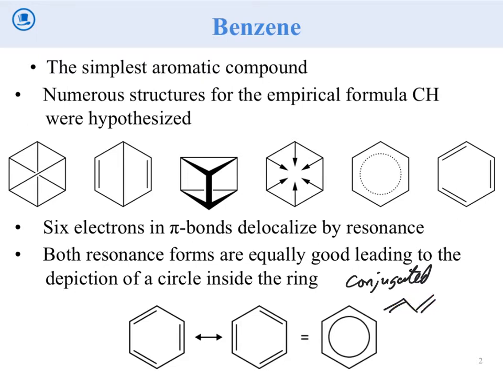Benzene or aromatic compounds are in a ring. That's a special level of stabilization. Pi bonds want to be conjugated. That makes things stable, right? They do resonance, a stabilizing factor. So benzene is a special example of that.